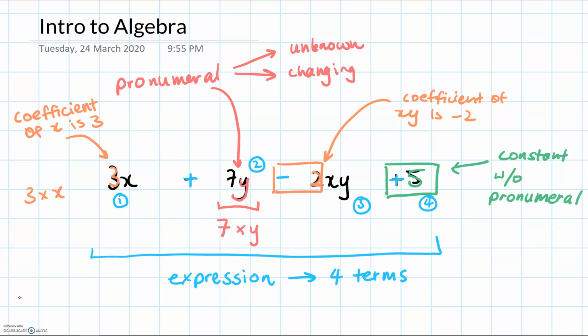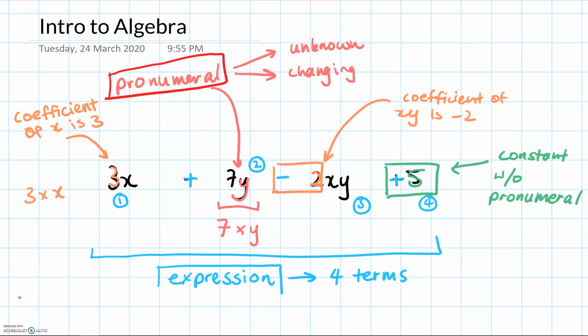So that's just a bit of recap of the things that we learnt in algebra, hopefully in years 7 and 8. So what are pronumerals? Pronumerals are just your letters that are used to represent numbers that are unknown or changing. Then we had what an expression was.